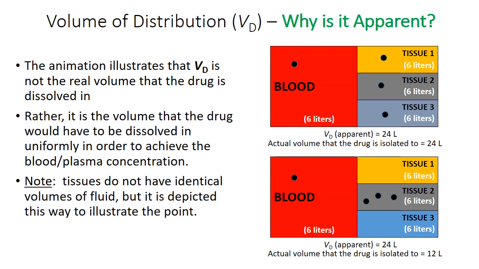So the whole point is that the VD doesn't tell you where the drug is. It just tells you that if the drug happened to be uniformly distributed, what would the volume be that it was uniformly distributed into, right? So that's the key point. It's just telling you how much the drug is leaving the plasma, and what volume that would correspond to if it were a real volume. And just understand it's not a real volume, right? It's an apparent volume of distribution.